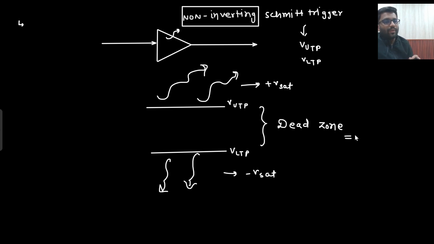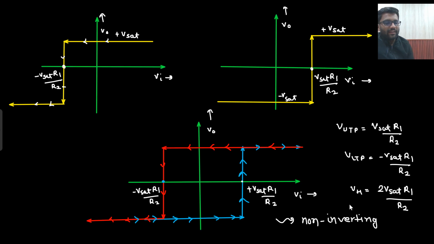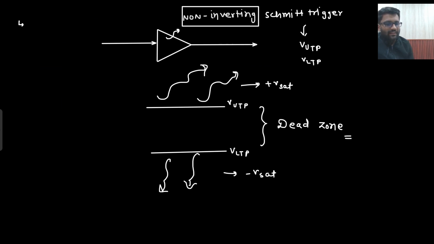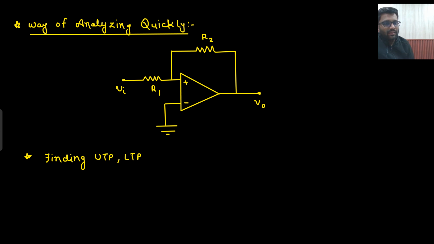So how will you make the characteristics directly? How will you find these UTP, LTP directly? Let's check that out. It is like a trick, or you can also call it a method. So what are you going to do? First, I will find my V positive potential. What is my V positive potential? V positive is V0 into R1 plus Vin into R2 divided by R1 plus R2.